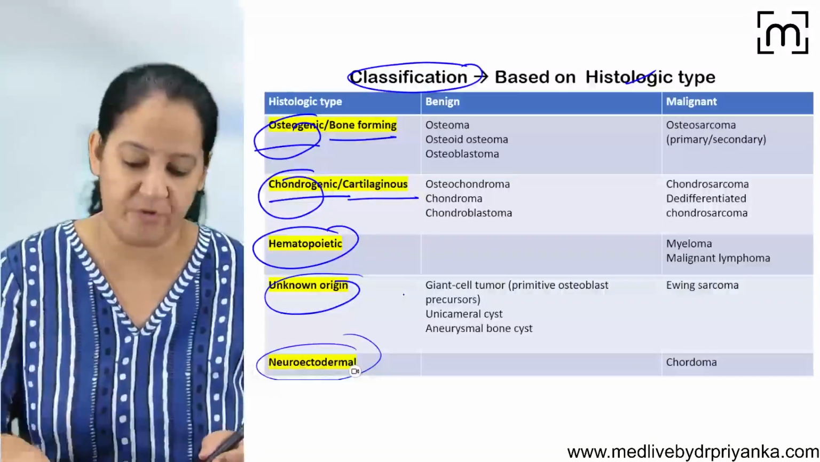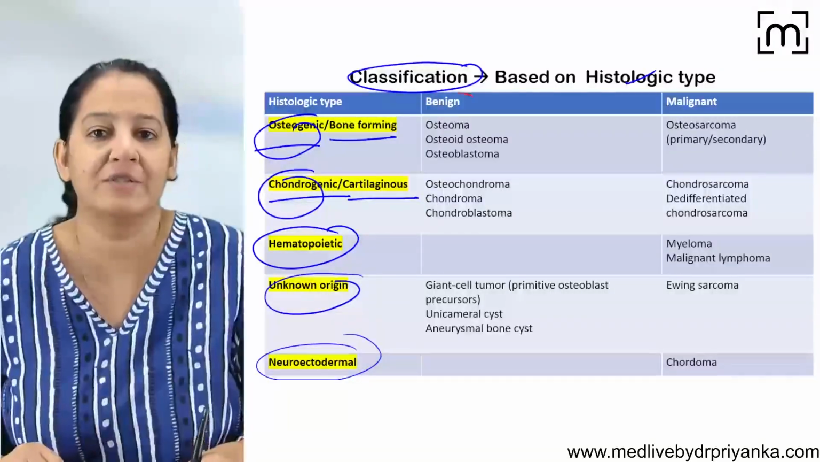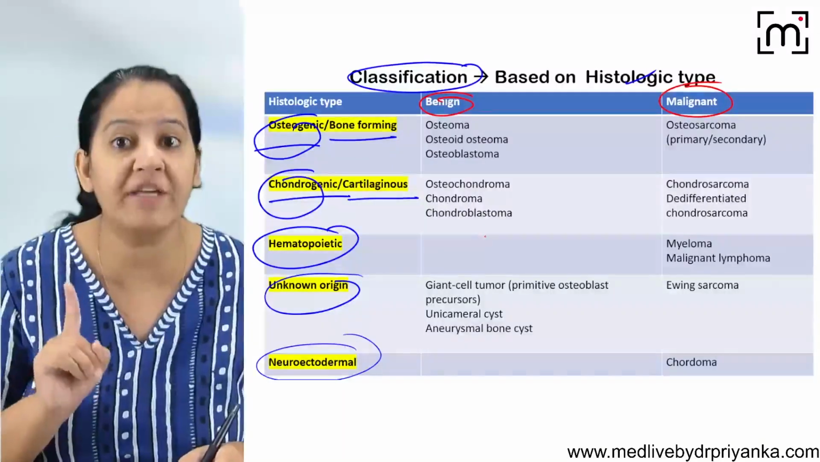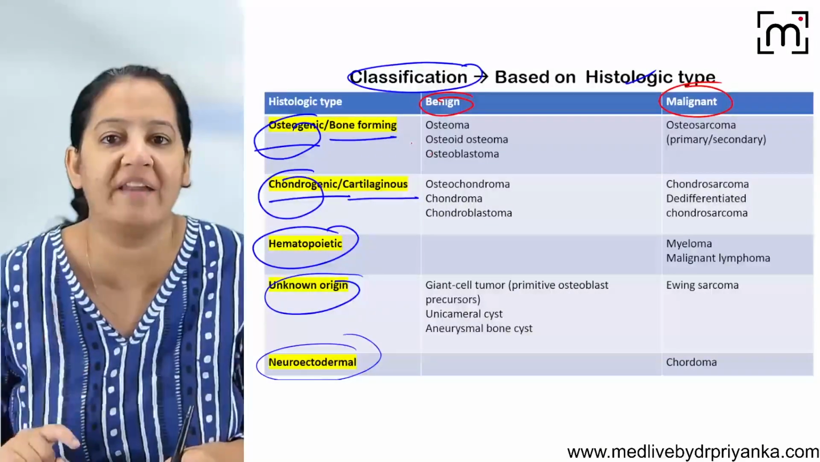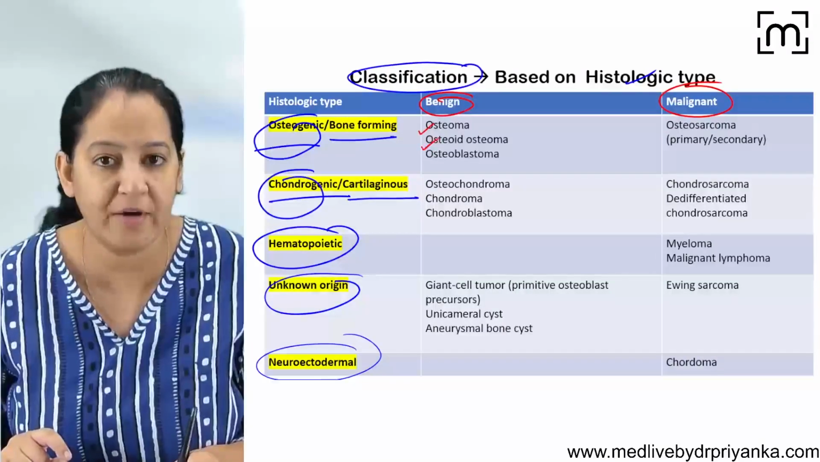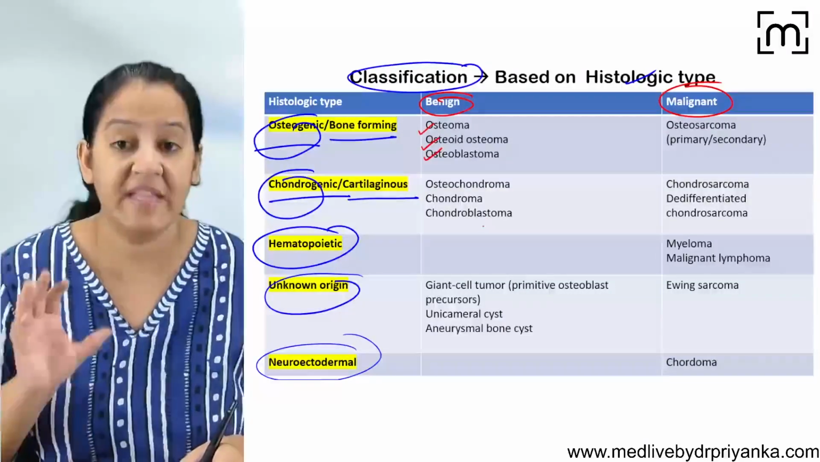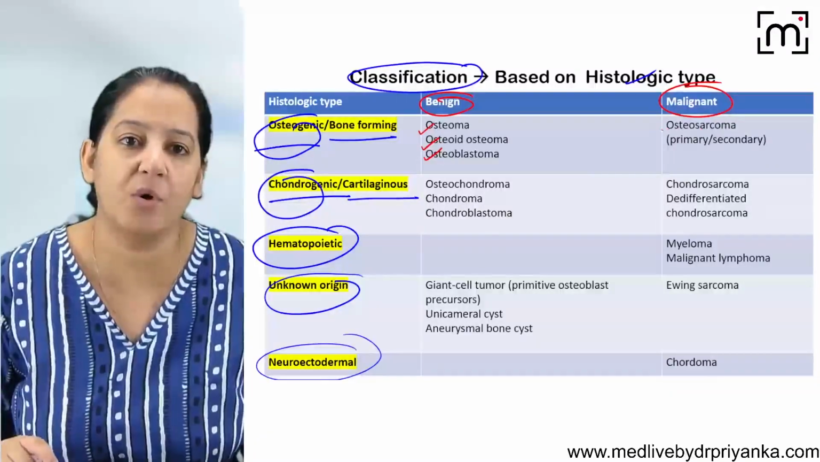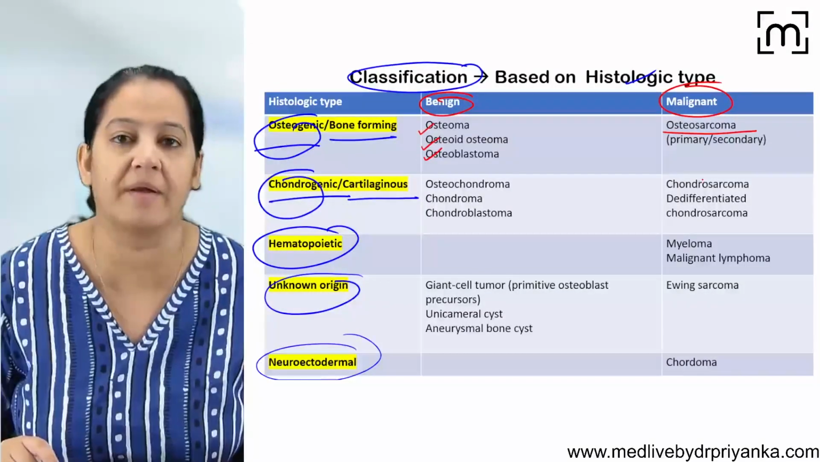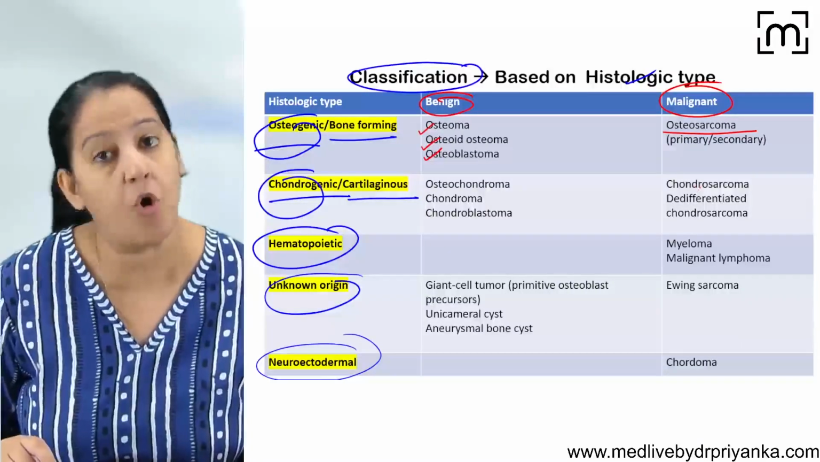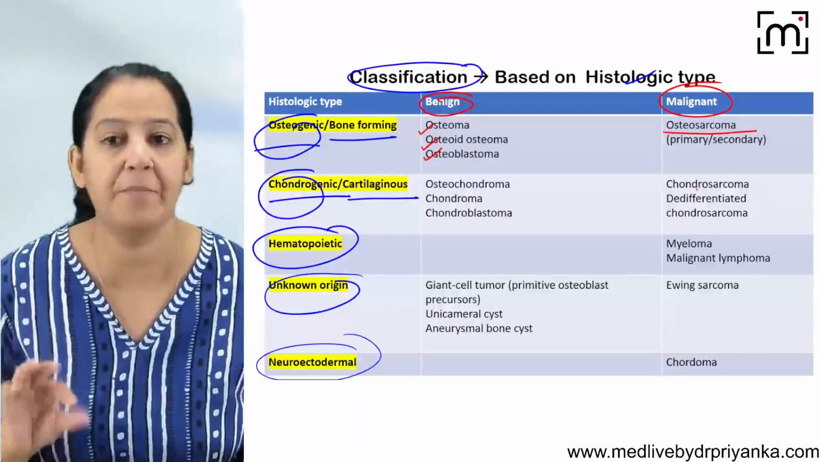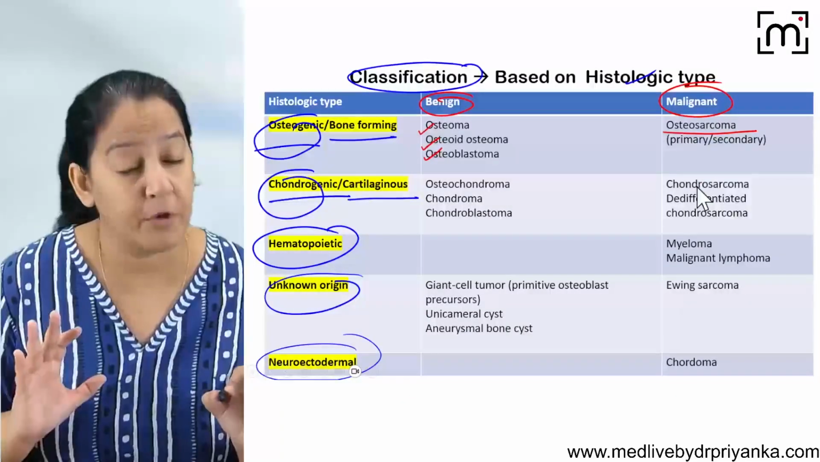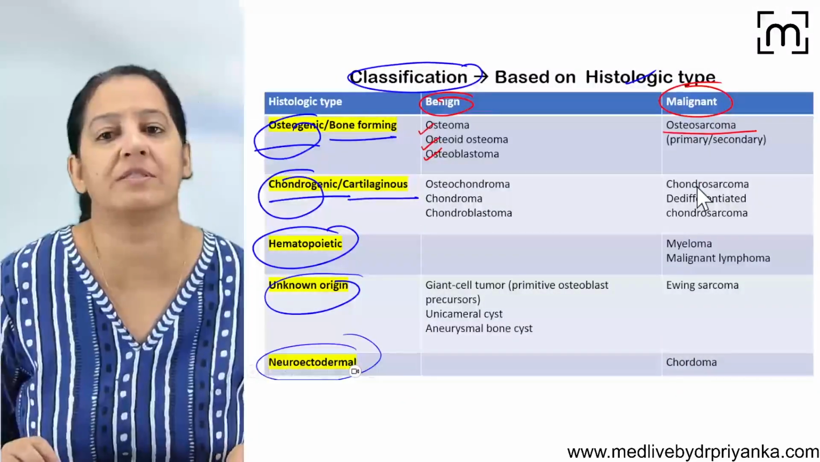Now each category has two variants, whether it is benign or malignant. So we have benign tumors and malignant tumors in each category. So the bone forming tumors, that is osteogenic tumors, in the benign we are having osteoma, osteoid osteoma, and osteoblastoma. These are osteogenic in nature and they are benign. Among the malignant, it is osteosarcoma, the most common primary malignant tumor of the long bones. That is osteosarcoma, a very important tumor. It's a bone forming tumor and it's malignant. It is the most common primary malignant tumor of the bones, of long bones.